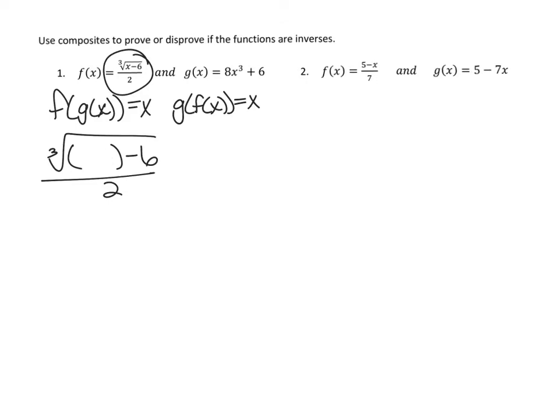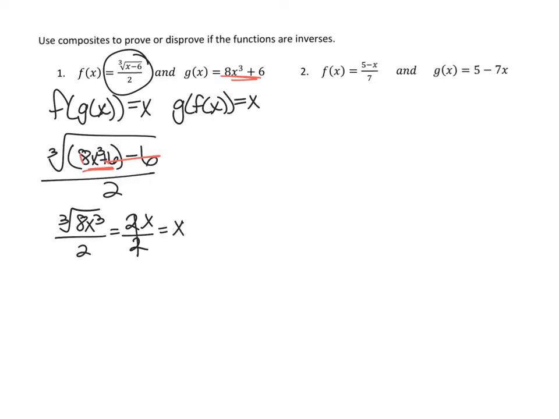And g of x is 8x cubed plus 6. So that's my g. And then I can simplify under the cube root. It's 8x cubed plus 6 minus 6, which is 0. So now I have the cube root of 8x cubed over 2. The cube root of 8 is 2. The cube root of x cubed is x. So we have 2x divided by 2. And the 2's divide to equal 1x.